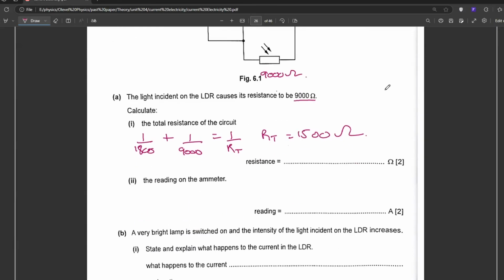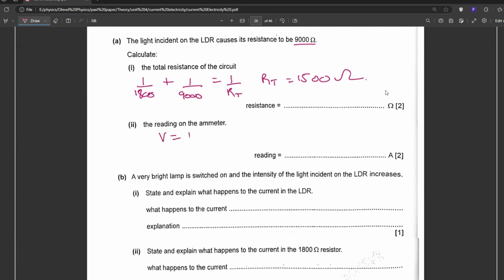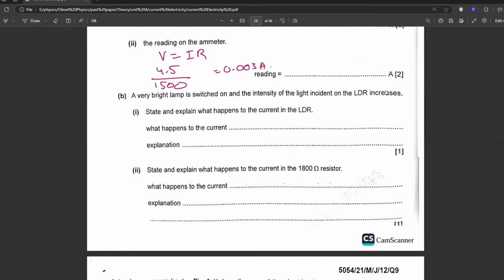Your voltage is 4.5. What will be the reading on the ammeter? V is equal to IR. Voltage is 4.5 divided by the resistance 1500 ohms. This comes out to be 0.003 ampere as your answer. This is your answer for the current. Let's further move ahead.